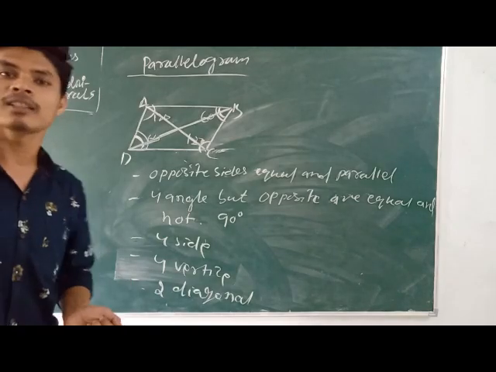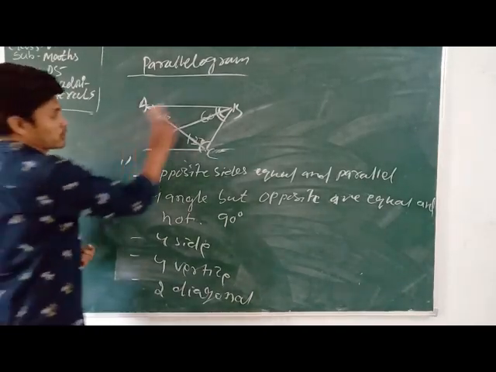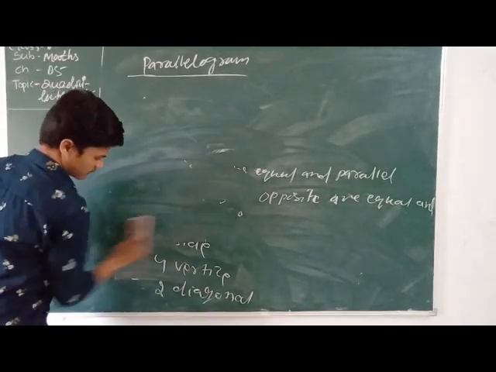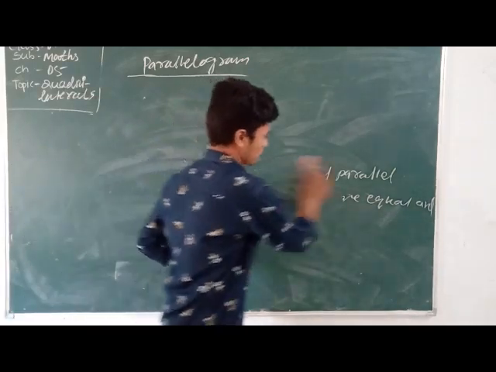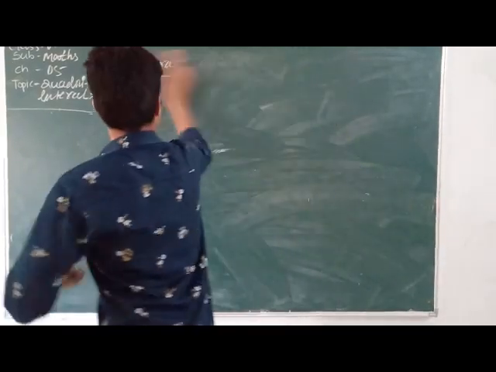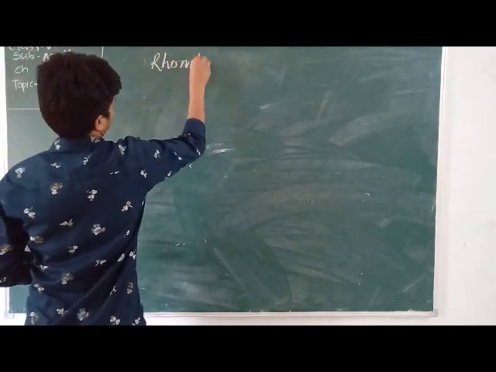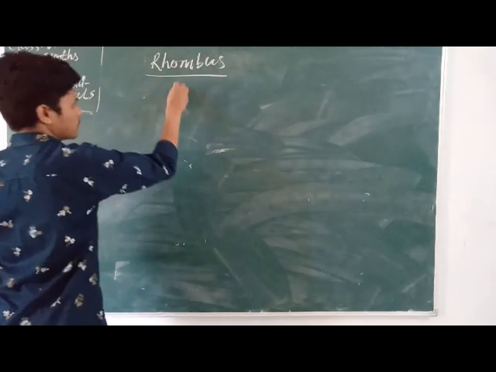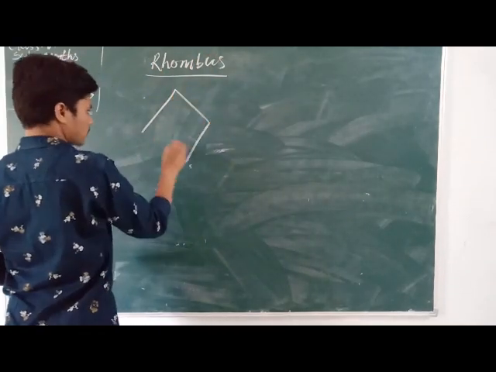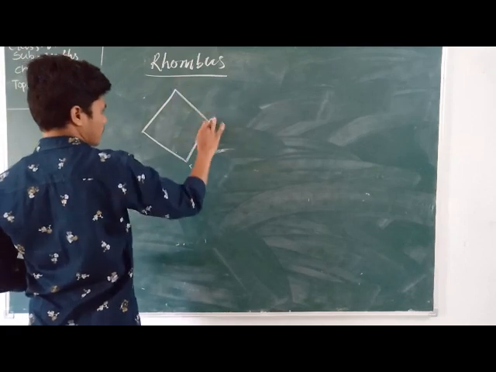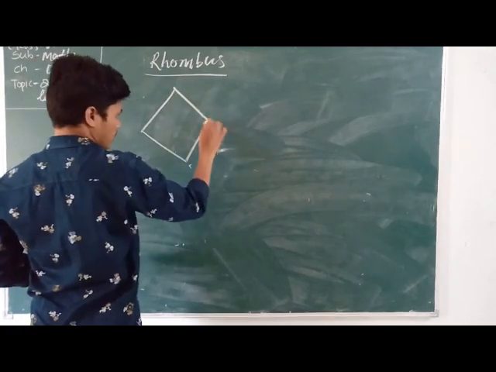In a rhombus, all sides are what? Equal. So now I discuss the rhombus. What is a rhombus? Also, an example of a rhombus is what? Kite. Kite is an example of a rhombus.